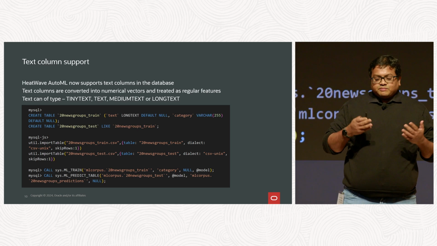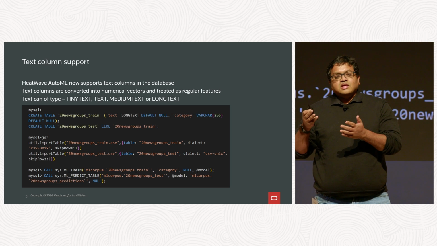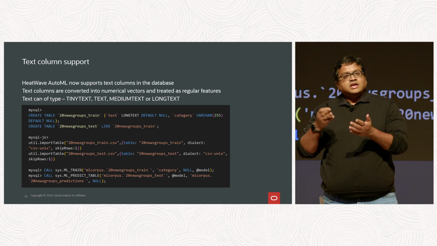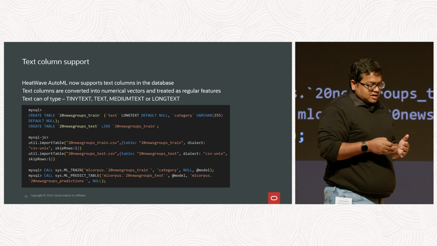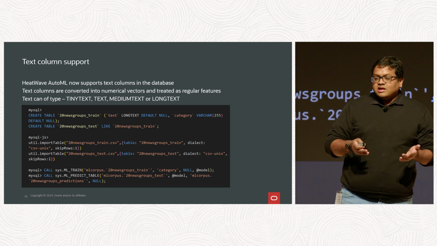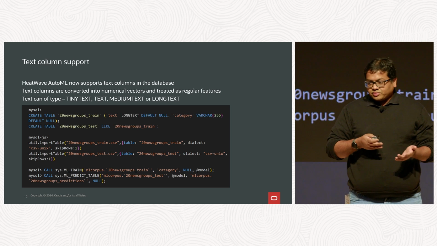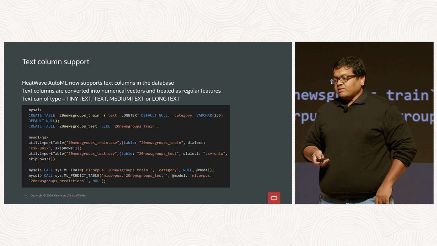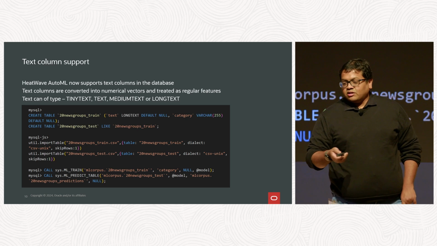So if your column contains a product description, or some description of an item, or something like a summary or a paragraph, we can actually convert that internally into features and use it. And of course, all these MySQL types are now supported with HeatWave machine learning, AutoML: tiny text, text, medium text and long text.